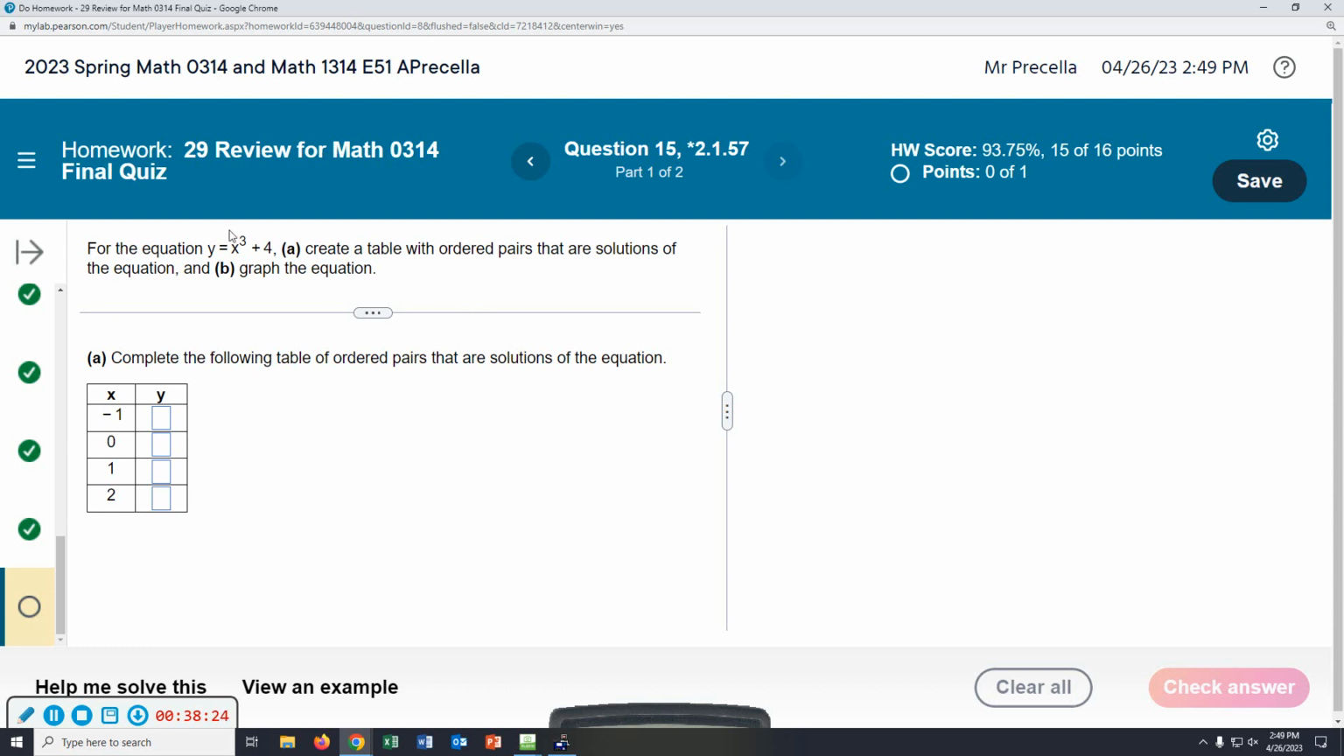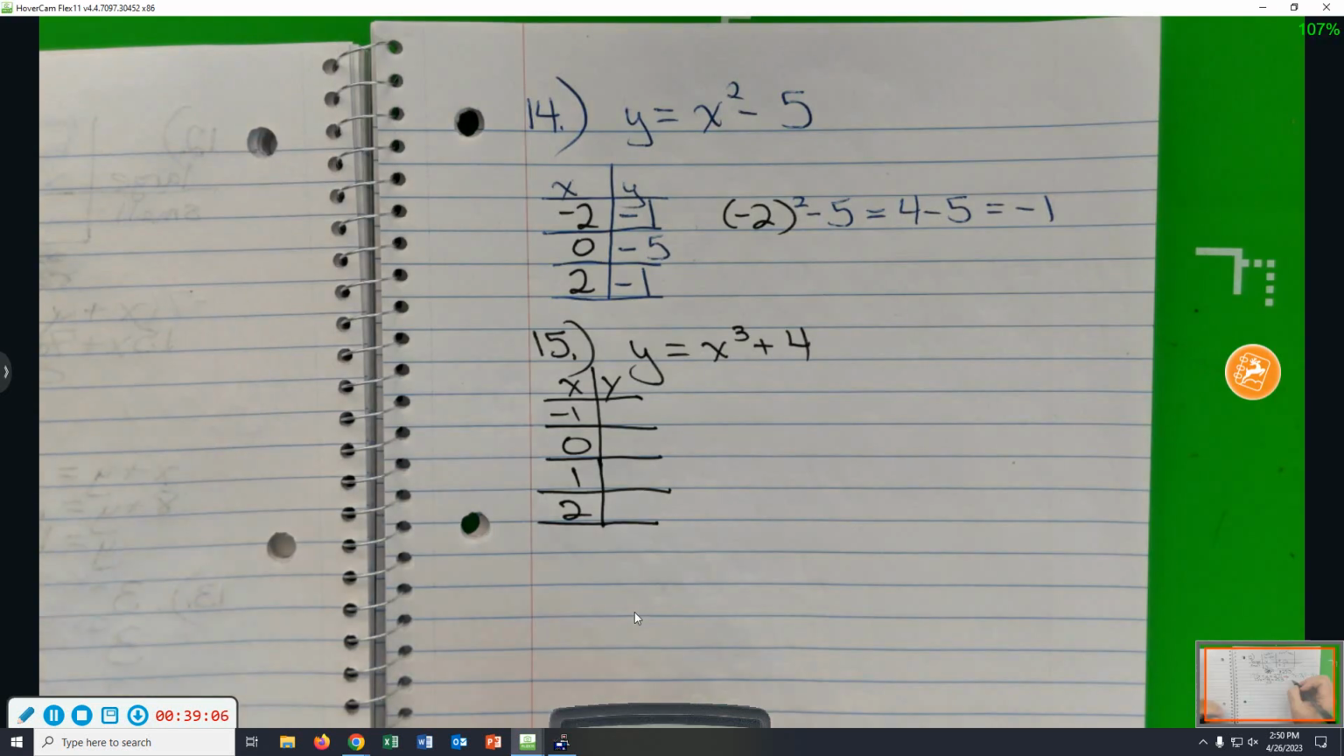Hey, is this going to be a parabola? Look at this equation. We're at number 15. Parabolas have x squared. This is just going to be a little squiggly curve. Yes, right, it's a squiggly. And they give us a table. Let me write the table out. We're going to have to plug in -1, 0, 1, and 2. And then you just plug that -1 into the equation.